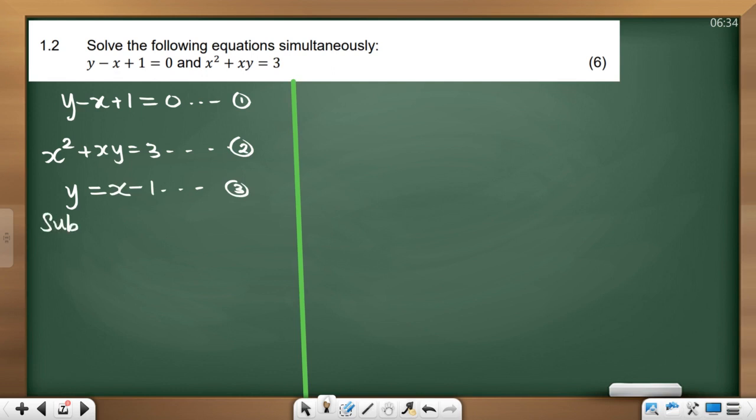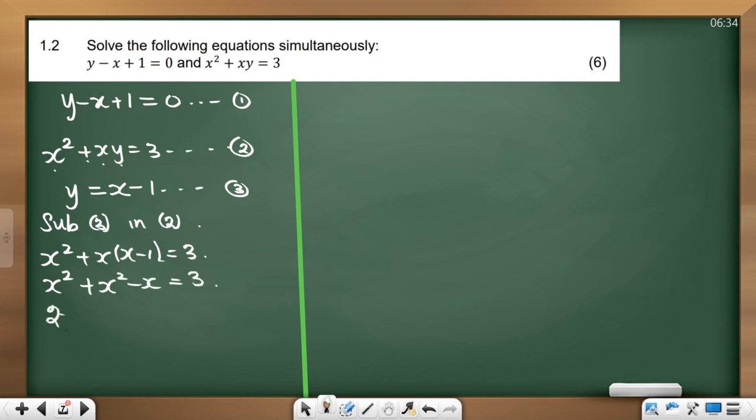What do we do? We substitute equation 3 into equation 2. Anywhere we see y, we write x minus 1. So it's x squared plus x into bracket, x minus 1, equals 3. We're supposed to have a single variable across. So it's x squared plus x, my y is x minus 1. All right, let's expand that.